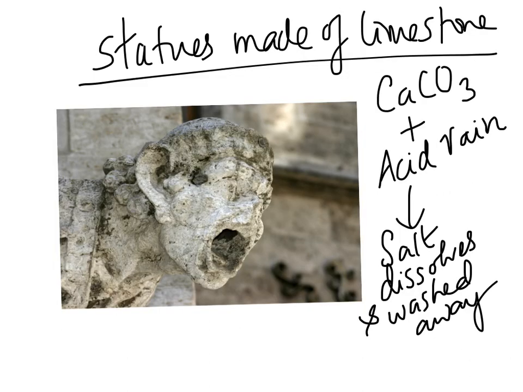Now you should be able to understand why statues made of limestone get attacked by acid rain. As you've just seen, limestone mainly contains calcium carbonate, and it is attacked by acid rain to produce this soluble salt. Of course, carbon dioxide and water are made, but this is the main thing. This salt is soluble and it gets washed away. So you get the limestone slowly chemically eroded.